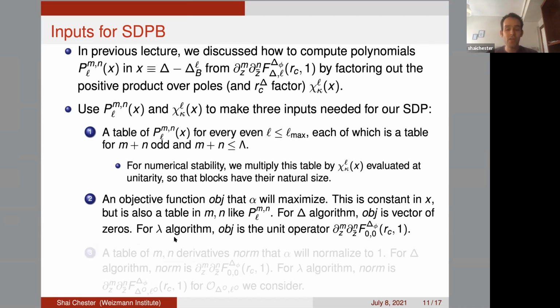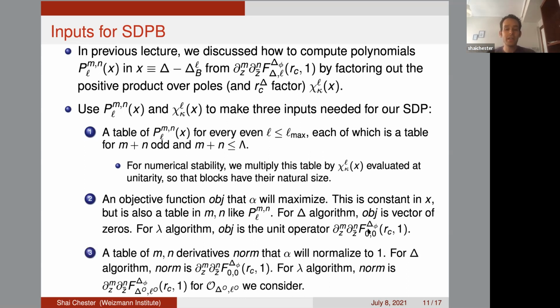Whereas for the OP coefficient algorithm, this objective function that we're extremizing is the unit operator, expanded in derivatives in z and z bar. Finally, the third quantity is the thing which we are normalizing the functional with. For the scaling dimension algorithm, the quantity we normalize, recall, is just the identity contribution. Whereas for the OP coefficient algorithm, the quantity we are normalizing is the specific operator whose OP coefficient we want to normalize, as discussed in the previous lecture. Okay, so these are the three inputs.